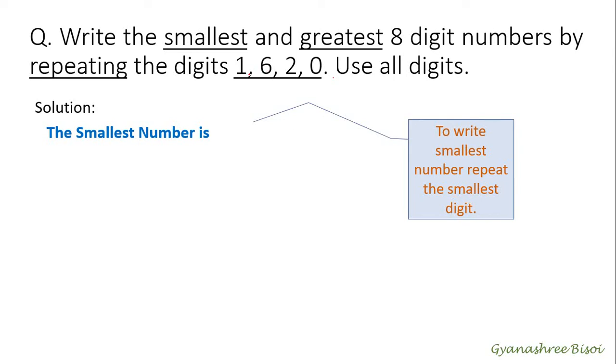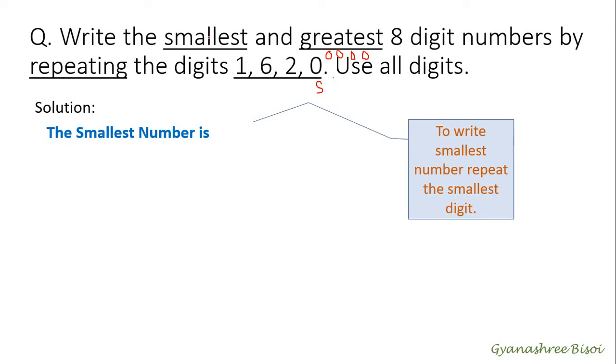So here we have 4 digits, but we have to write a number which is of 8 digits. Which one is the smallest one? This is the smallest one. So we need to repeat 0 how many times? 1, 2, 3, 4. A 4 digit number is complete, but we have to write 8 digit numbers. So I need to repeat 0 four times, so that I can form an 8 digit number. 1, 2, 3, 4, 5, 6, 7, 8.